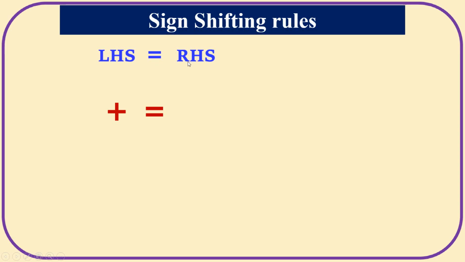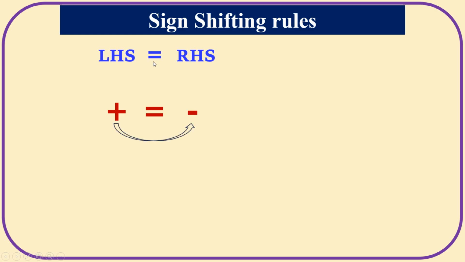Every equation has a left-hand side, LHS, and a right-hand side, separated by an equal sign. Think of the equal sign as a magical border. Whenever an operation crosses this border, it flips into its exact opposite. Let's look at addition and subtraction first.